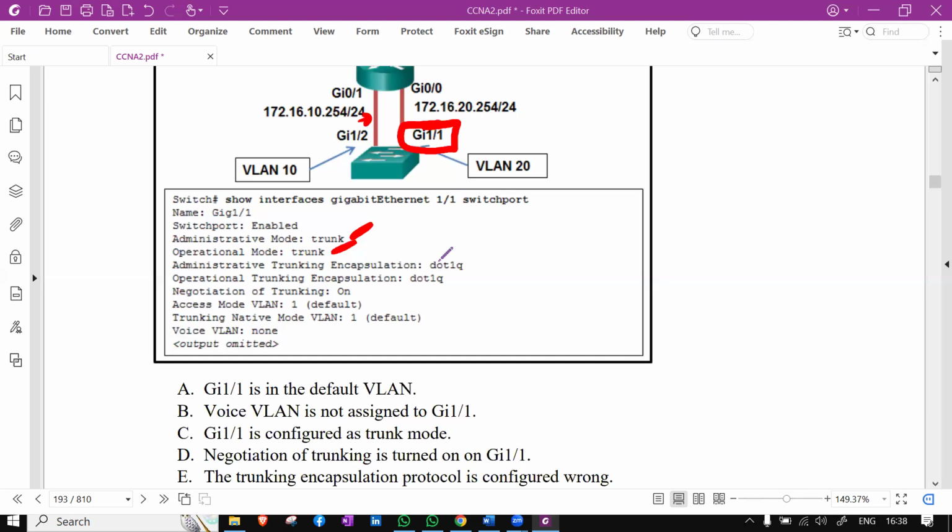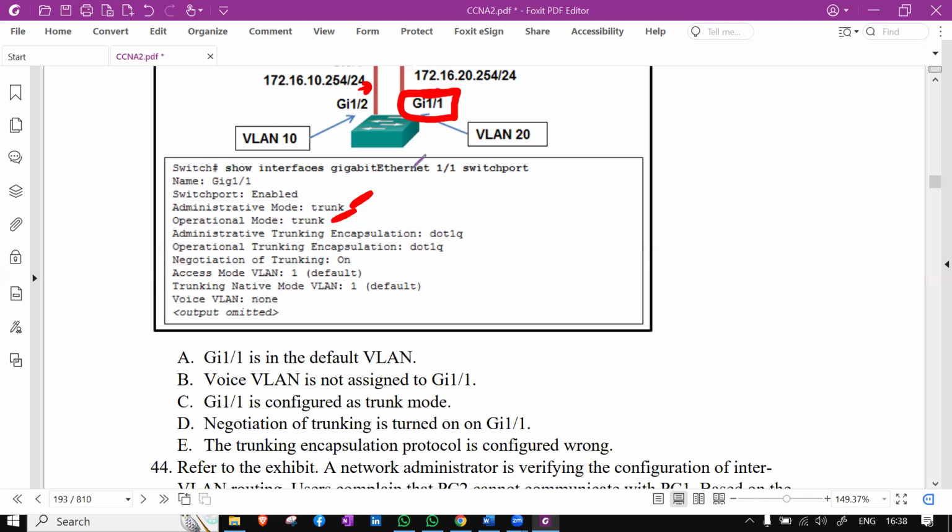Legacy uses, refer to the exhibit. Right, so our answer, this one is the correct answer.